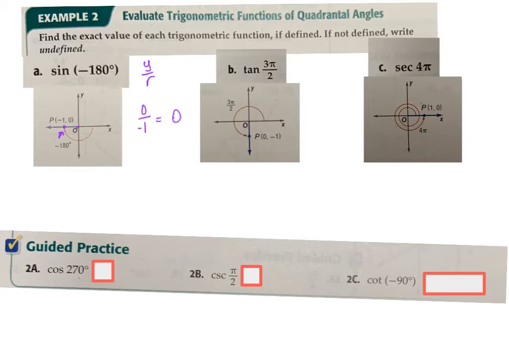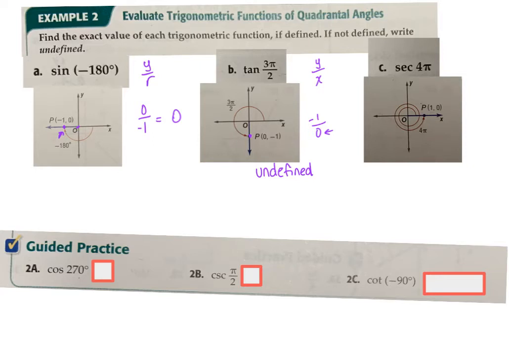How about tangent of 3 pi over 2? 3 pi over 2 falls right here on this axis. Tangent is y over x. What is my y value? Negative 1. What is my x value? 0. What's the problem? I'm dividing by a 0. The tangent of 3 pi over 2 is undefined.